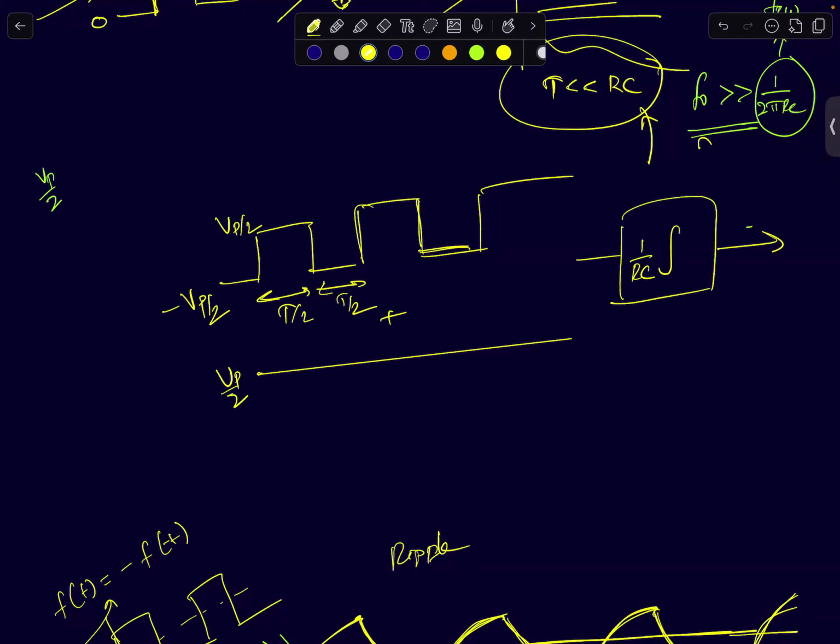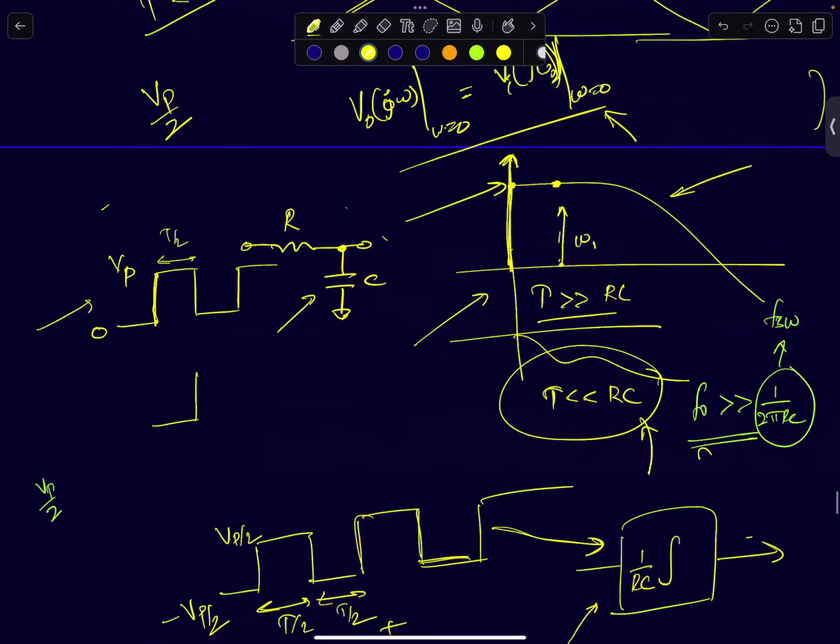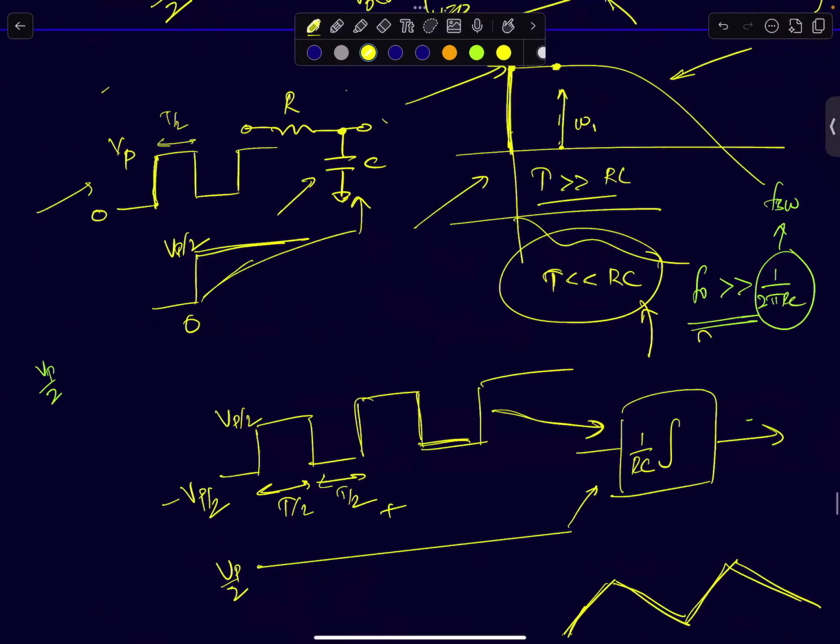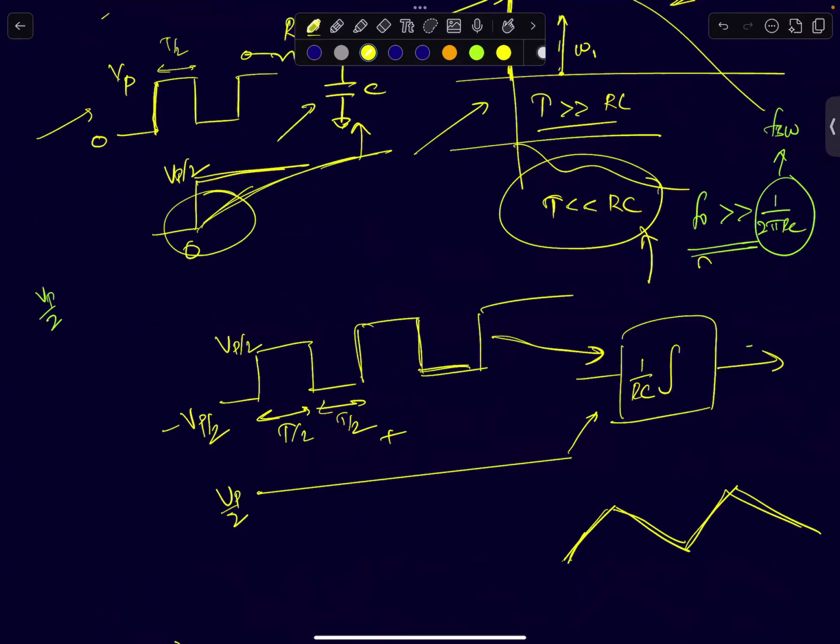If I feed this, what is this going to lead to? This is going to lead to a response that looks like this. It will lead to a triangular response like this. What will happen if I feed Vp by 2, a step input of say 0 to Vp by 2, to a first order RC circuit? It will take a really long time to charge. It will look like a ramp near the origin, but eventually it will settle down.